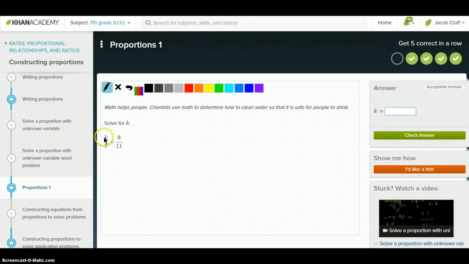Okay, in this one we have the k on top, so we're just going to multiply. So it's k divided by 7. We're going to do k times 7 on both sides to get rid of that 7 over here. So we're going to have k equals 8 over 11 times 7. And that's going to be 8 times 7 is 56 over 11.